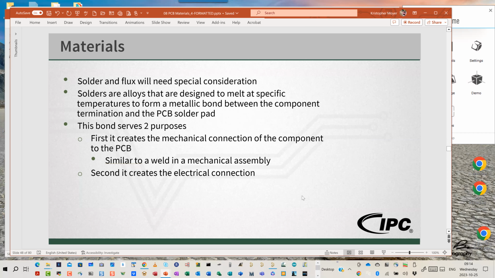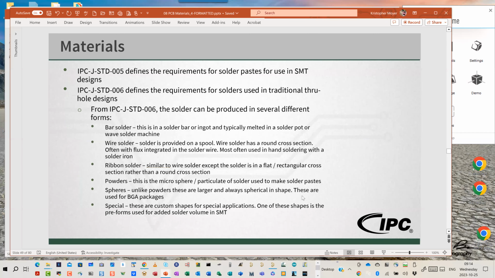First, it creates the mechanical connection of the components of the PCB, similar to a weld in a mechanical assembly. And second, it creates the electrical connection. IPC J standard 005 is going to define the requirements of the solder pastes used for SMT designs. J standard 006 will define the requirements for the solder alloys themselves used in traditional through-hole designs, as well as ground up to become the solder powder that's used in the solder paste.